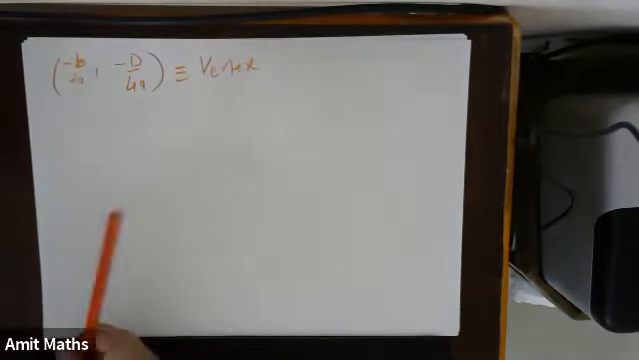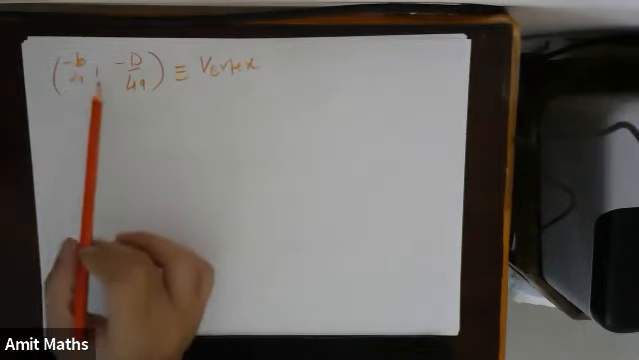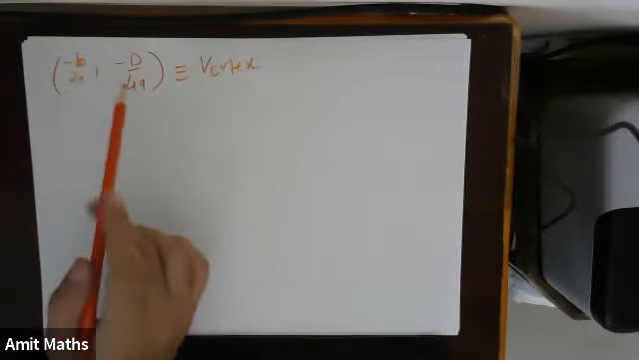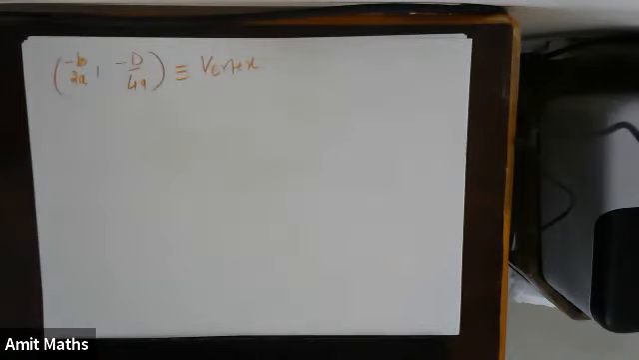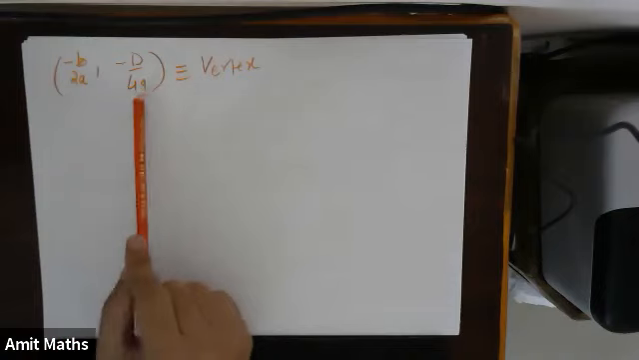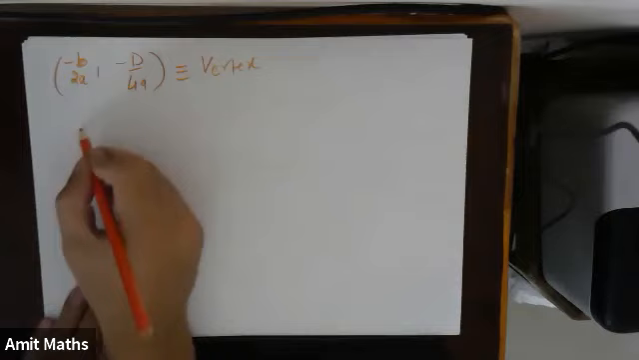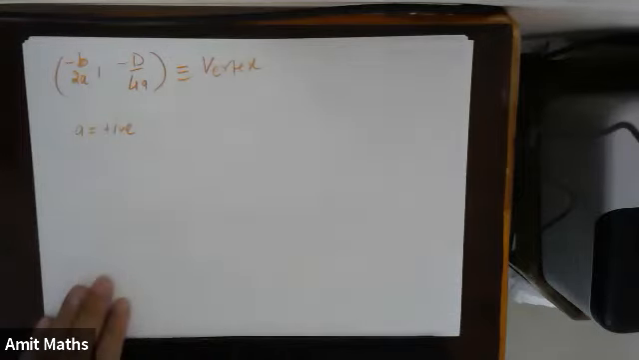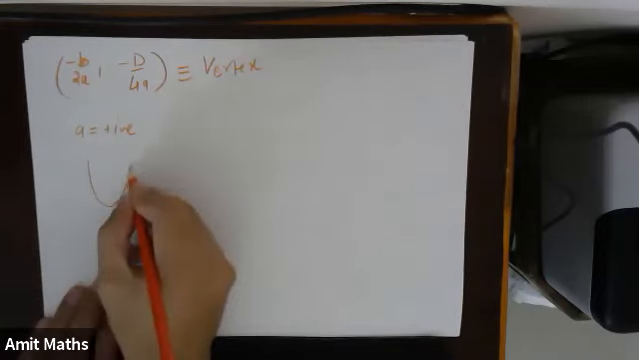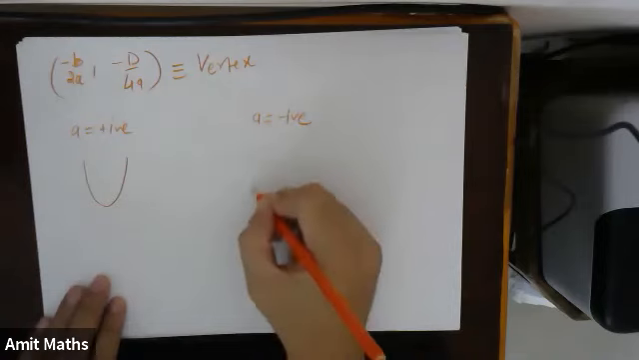And depending on the values of a, we have to find whether this is the minima or the maxima. In the previous class we have seen that when a is positive, it will be an upward facing parabola, and when a is negative, it is a downward facing parabola.